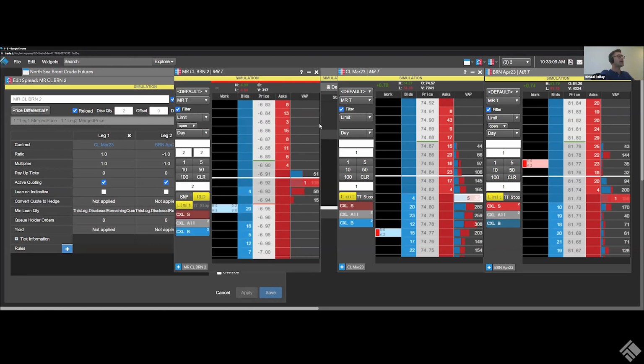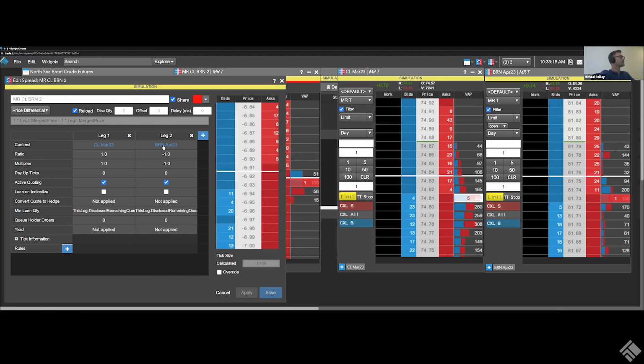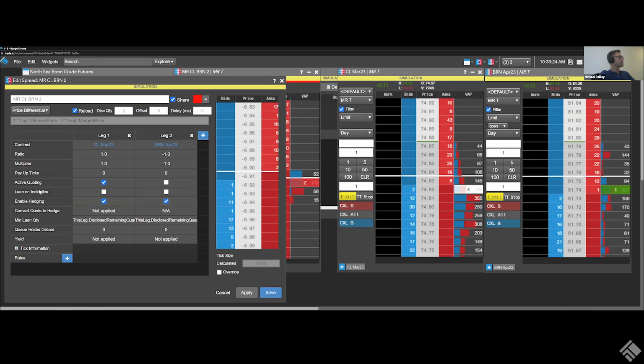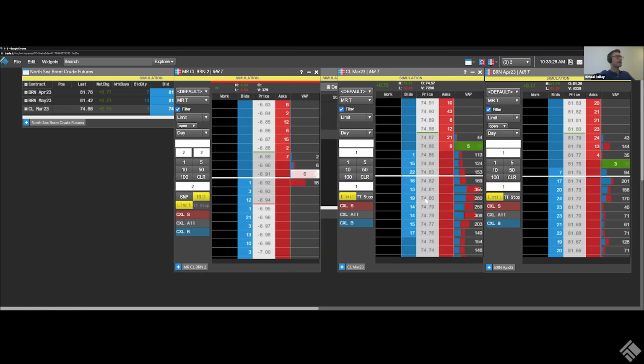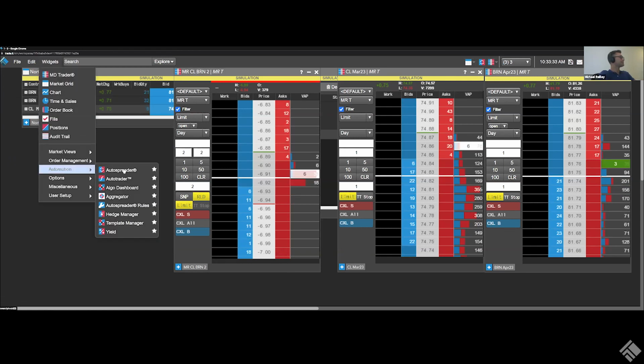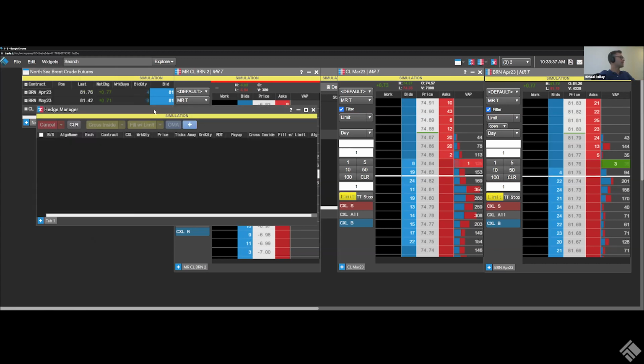While we're here, I do want to note, actually, let's go back. We're going to cancel some orders here. And we do want to touch on another feature we have, which is going to be the hedge manager. So if we go to our config here, we're going to look at active quoting. And on the Brent leg, we're going to uncheck active quoting, just to simplify our activity here. Now, if we go to widgets and we go to automation, we can go down to the hedge manager here.